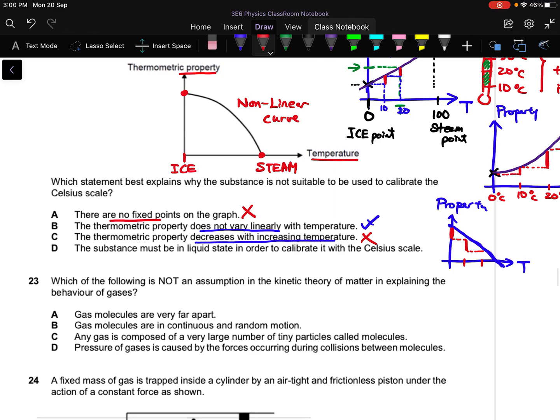Okay. Part D, the substance must be in a liquid state. Yes, it has to be in a liquid state? Actually no. Because if it is in a solid state, it can still work because you can measure its expansion. For example, your bimetallic strip, right? It will still work. So out of the 4 options, you can see that actually B will be the best option.